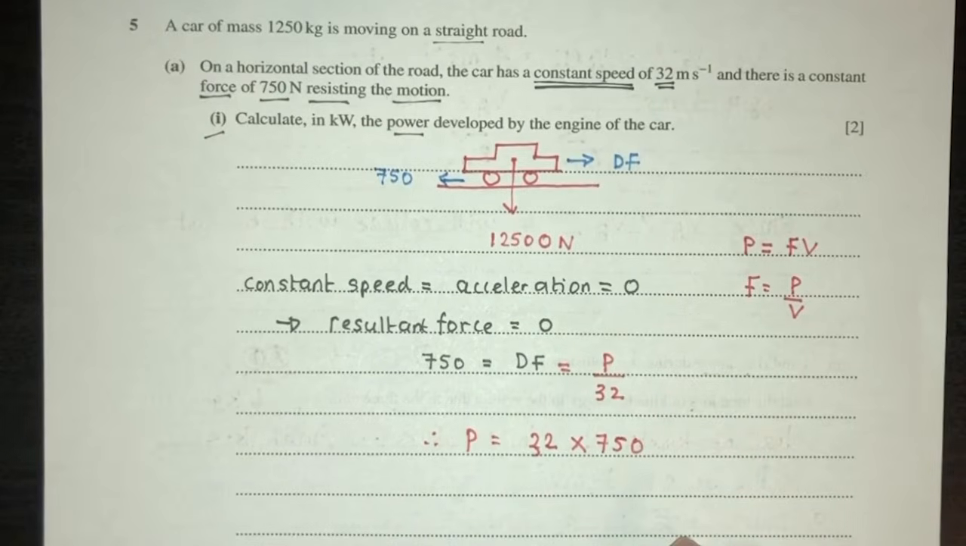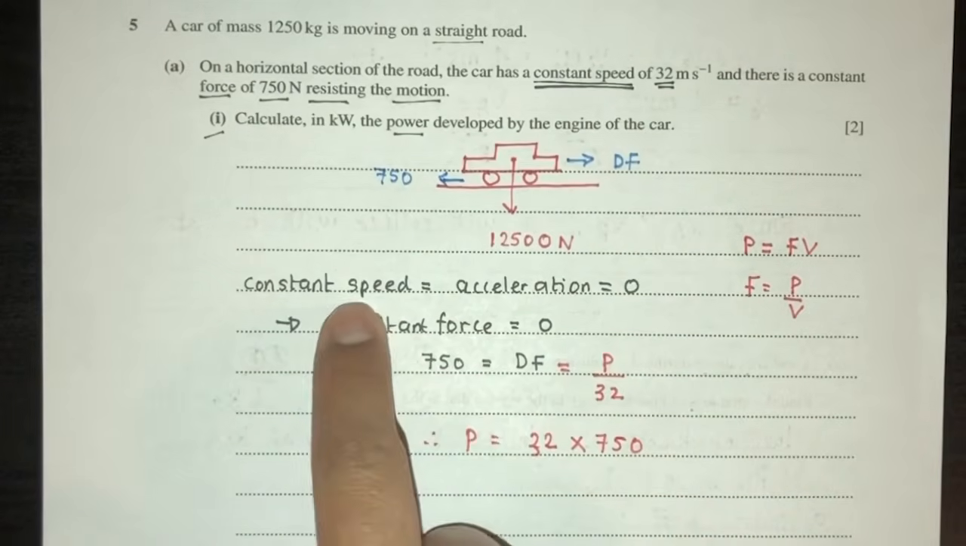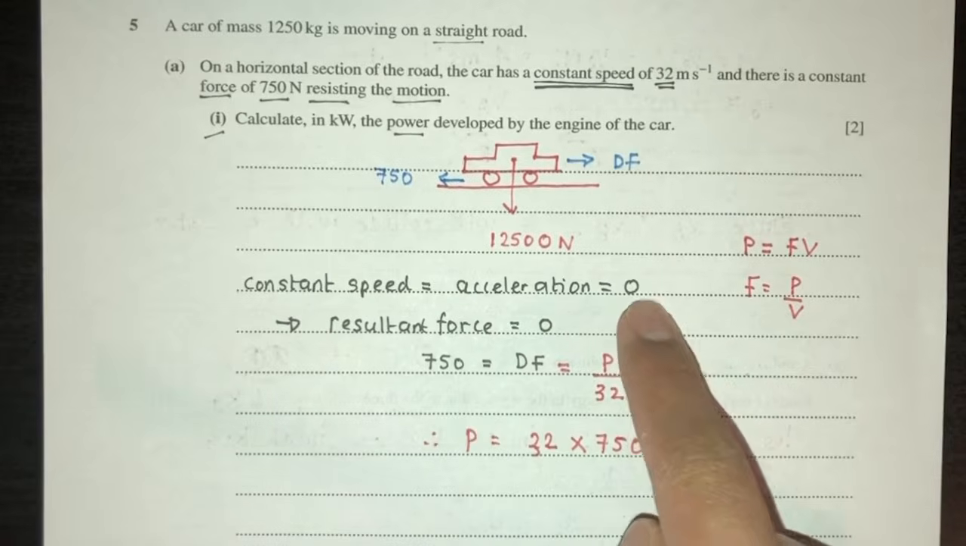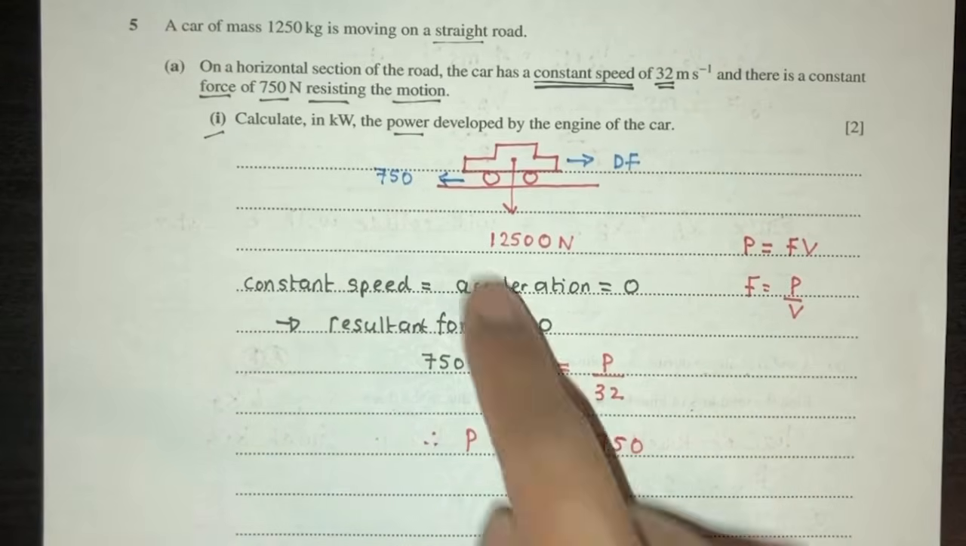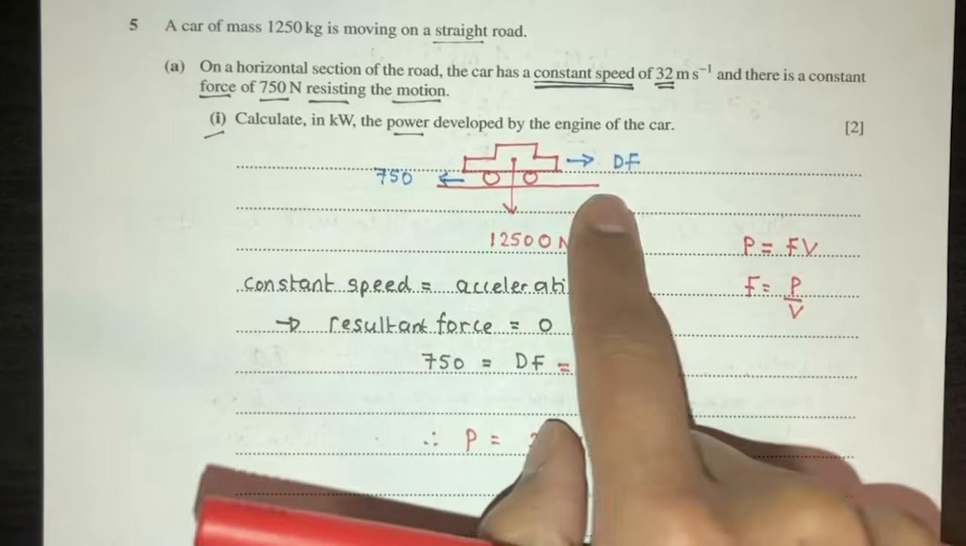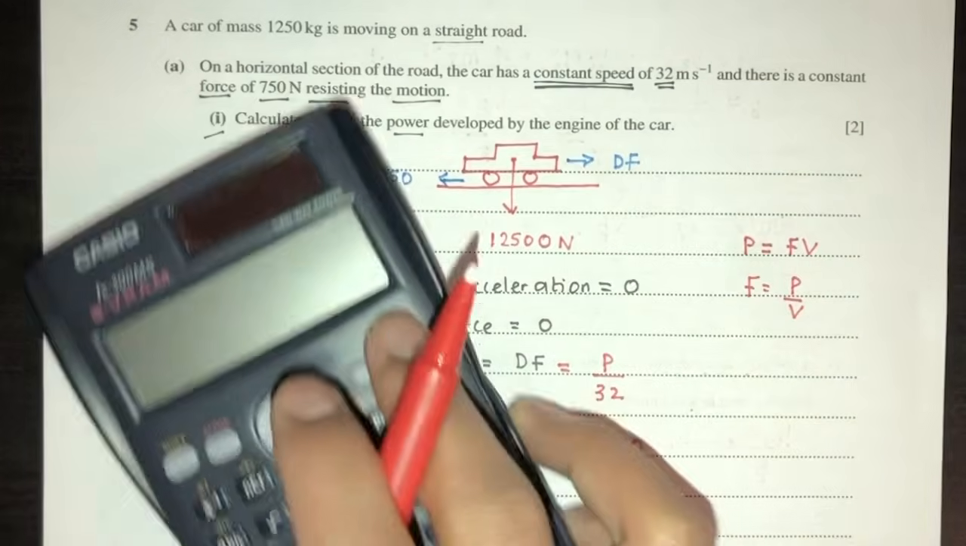Okay, so the main point here is to make a drawing to understand what's happening, and then understand what this means. Whenever you see constant speed, you have to understand the acceleration is 0, and from that point you have to understand that the resulting force is 0, which means the force to the left is equal to the force to the right, and by using that we have to find your answer for P.